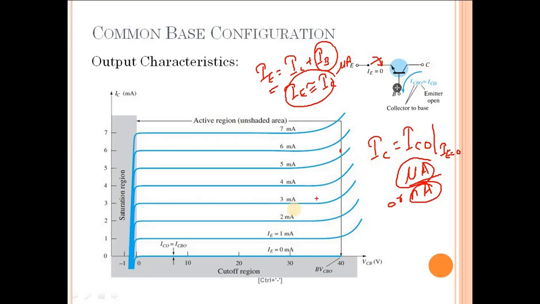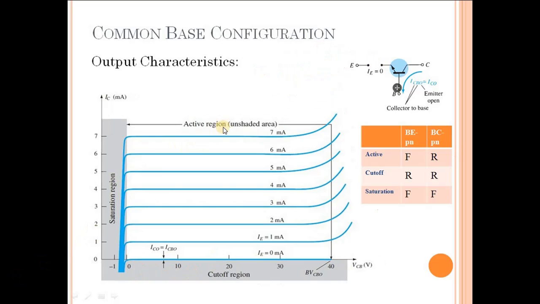So we can say that for IE equals 0 milliampere or less, the BJT is in off condition, or we can say it is in cutoff condition. So the region in the output characteristics below the curve corresponding to IE equals 0 milliampere comprises the cutoff region.